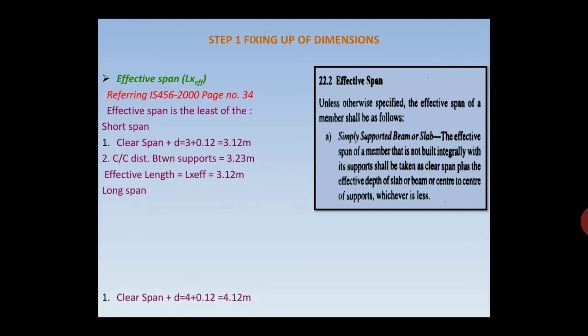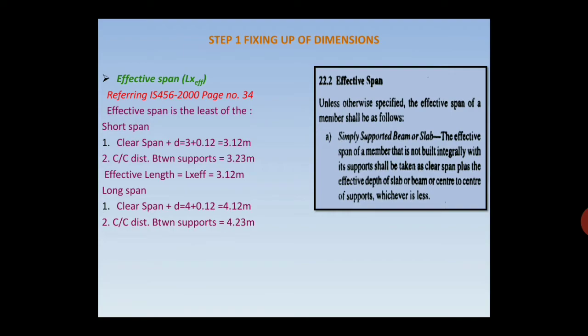Similarly for the long span, that is the longer span of 4 meter. Again clear span plus effective depth or center to center distance. From this we get the effective length along the longer span as 4.12 meter. So this is one change which we have to note down. In case of one-way slab, we only used to find the effective length along the shorter span itself, as bending there was along the shorter span only.